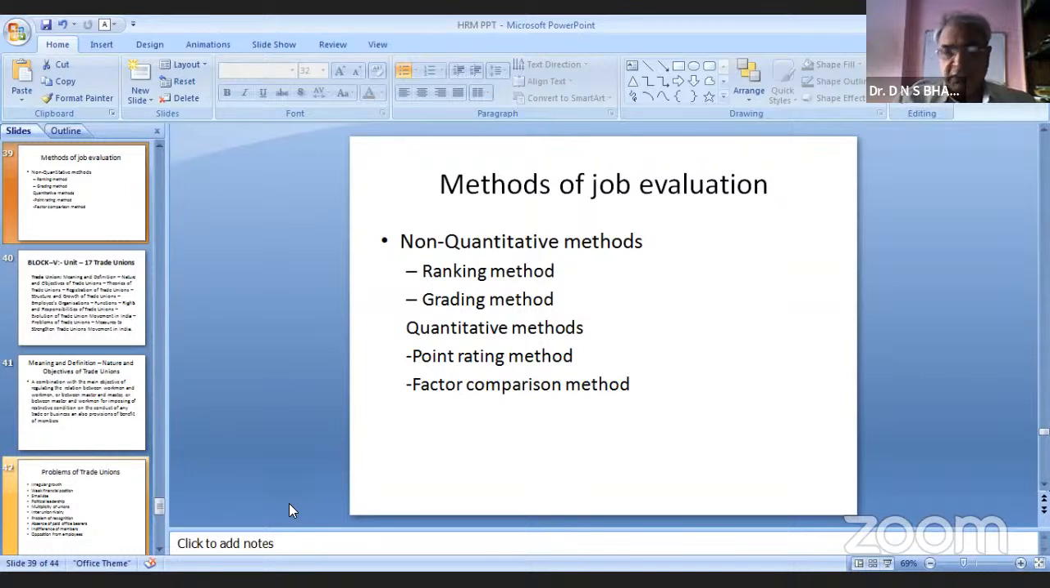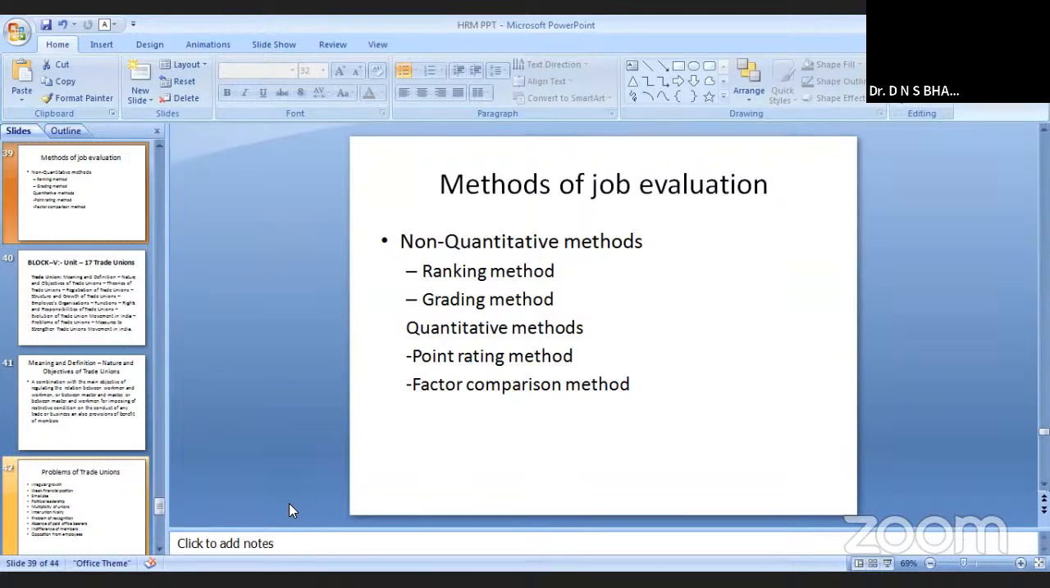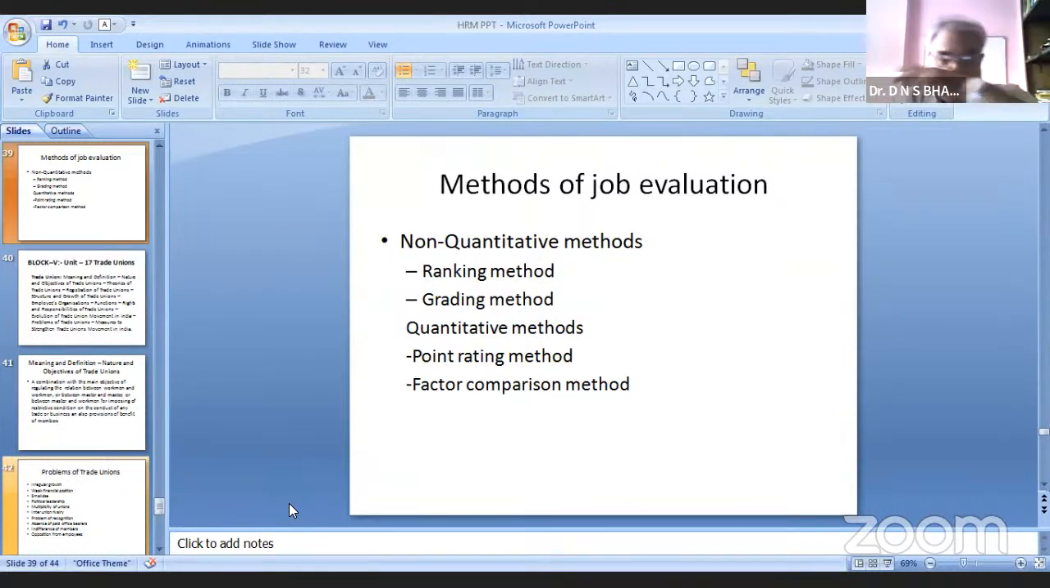So, first, non-quantitative methods, and under that, the ranking method. Under the ranking method, first one is job description. The second one is paired comparison. Two jobs are compared with each other and we rank them against one another. Then again another two jobs will be compared, and again we go for the comparison.